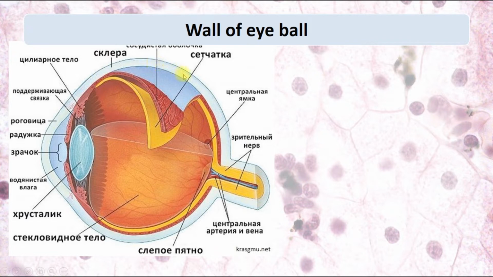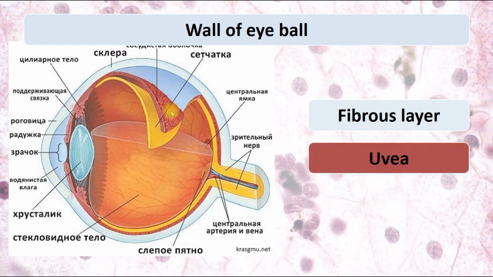The outermost layer is the fibrous layer. Here we can see it. It includes sclera and cornea. The middle layer is uvea. Here we can see uvea. It includes choroid, ciliary body and iris. And the innermost layer is the retina of the eyeball. Here we can see the retina of the eyeball. It's the receptor layer of the eye which provides receiving of information about vision.